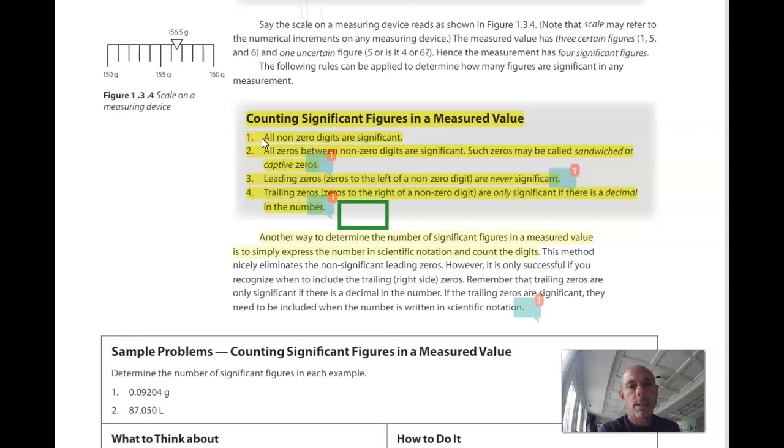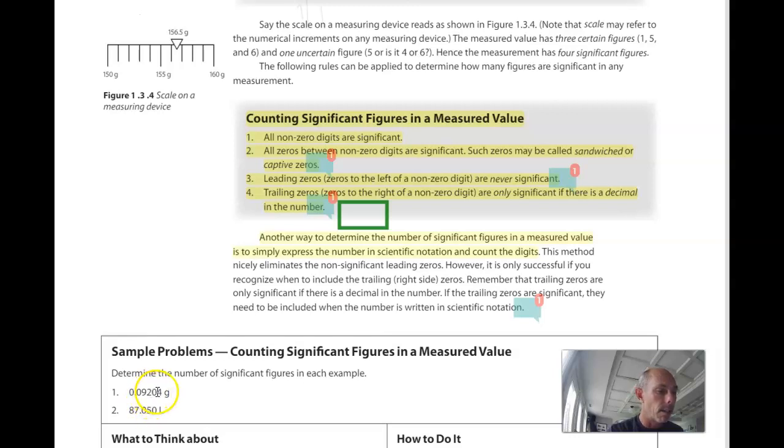Then there's 3 rules about zeros, and there's 3 kinds of zeros. There's what are called captive zeros. Some people call them sandwiched. I'll mention why in a moment. There's what's called leading zeros, and there's trailing zeros. And there's a different rule for each of those types of zeros. Well, captive zeros, which are zeros that are between any 2 non-zero digits, are always significant. And if we look down here at this second number, 87.050, that 0 right there between the 7 and the 5 is a captive 0 or a sandwich 0, and it would therefore be significant.